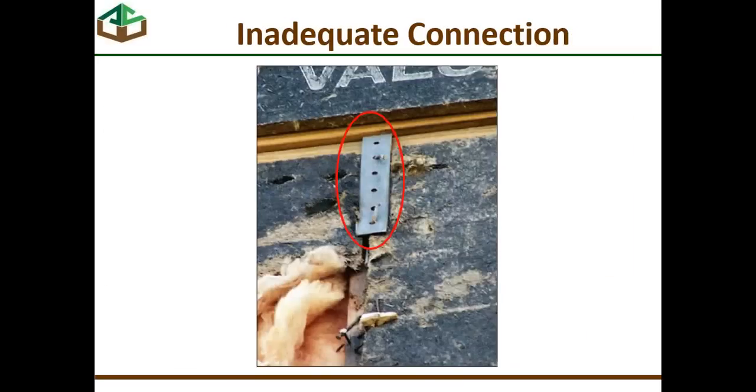Another connector that is pretty inadequate in terms of its ability to transfer a load from one part of the building to another. Here you see a connector with 6 or 7 holes in it. There are nails in 2 of them, and both of those nails are bent, so they were never adequately driven into the wood. Pretty serious inadequate connection issue in that particular example.